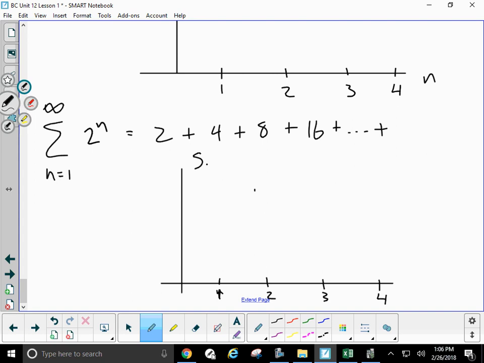The partial sums: the first partial sum is 2. The second partial sum is 6, 2 plus 4. The third partial sum is 6 plus 8, 14. The fourth partial sum is 14 plus 16, 30.